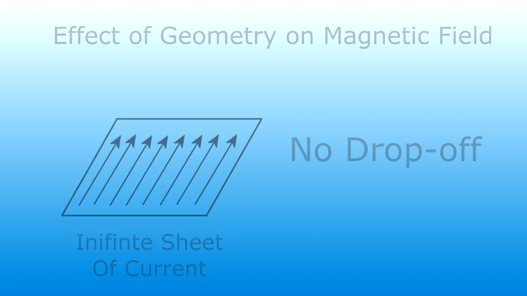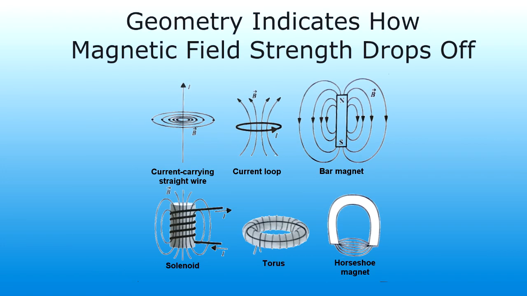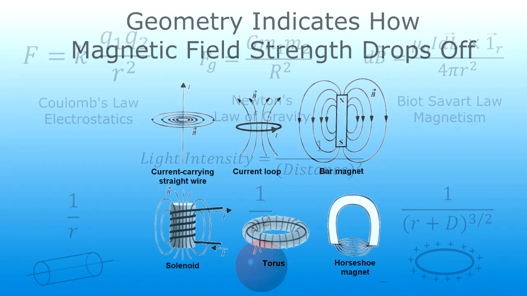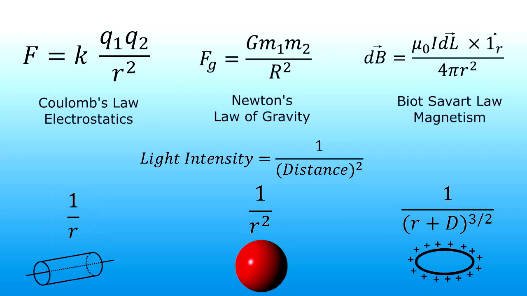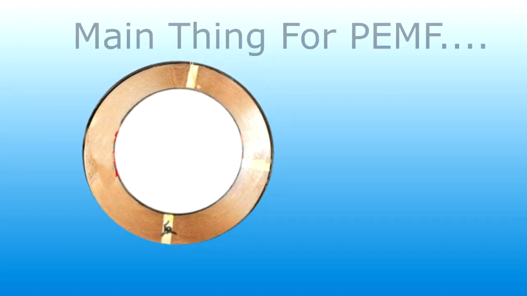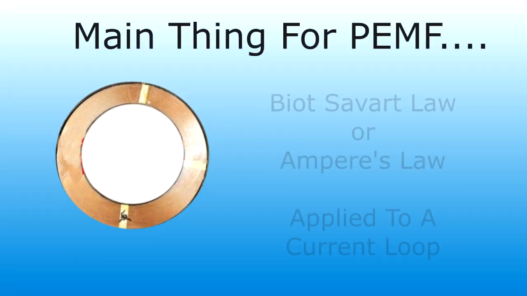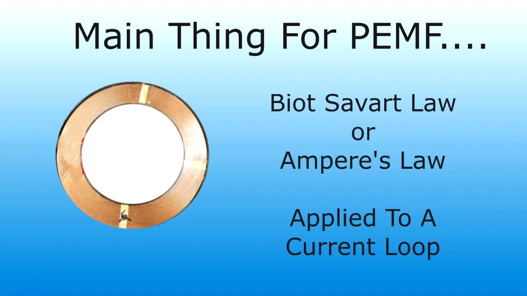I mean, again, these are going to be similar to what we looked at with electric fields because they're both 1 over r squared laws, but when you look at the geometry of the source charges or currents, that tells you how the field strengths drop off in space. Again, what's really noteworthy for PEMF is understanding the Biot-Savart law or Ampere's law applied to a current loop.